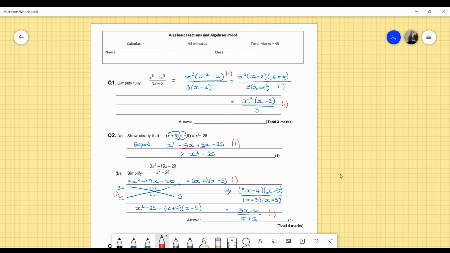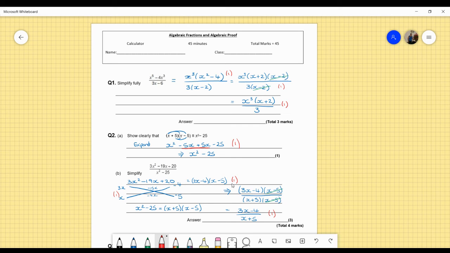Without the minus 5x and the plus 5x, you don't get that method mark. And then for part B, you needed to factorize fully. So the numerator will factorize to give you 3x minus 4 and x minus 5, which you can use your cross method to work out. And you obviously know the denominator is going to be x plus 5, x minus 5. They gave you that in part A.